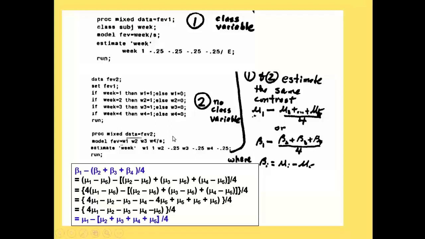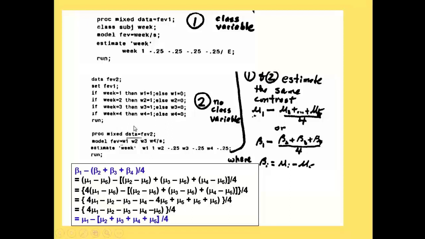I've taken this new data set, I'm calling it FEV2, and I'm going proc mixed data=FEV2, writing model FEV equals W1, W2, W3, W4. I don't even need subject here because I'm assuming everything's independent. If I wanted to do an AR1 thing, I'd have to put subject in there. And I don't need a class statement. What's my model?